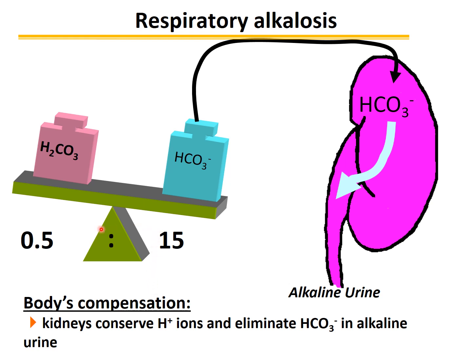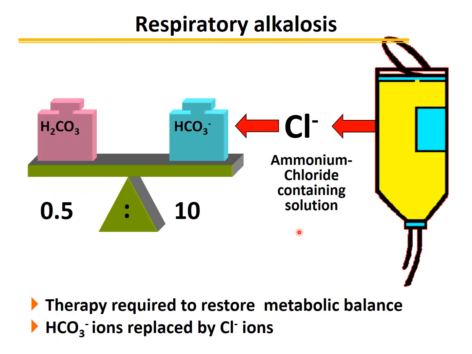Now, as you see here, the ratio is getting closer to normal, but the kidney is not able to normalize the pH completely. If needed, we can add ammonium chloride. In ammonium chloride, the chloride is going to be exchanged by bicarbonate, and this is what is going to increase the bicarbonate loss and normalize the ratio back to normal.